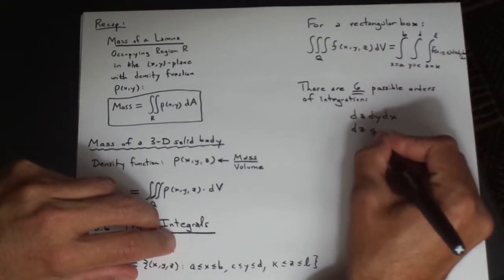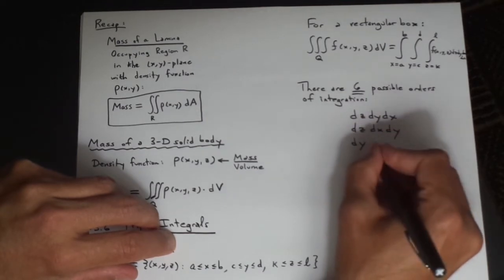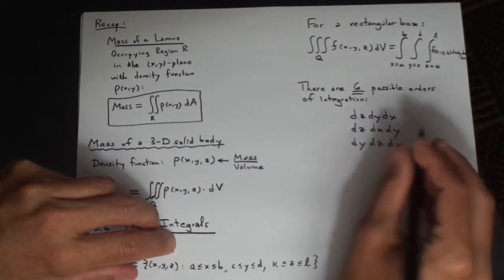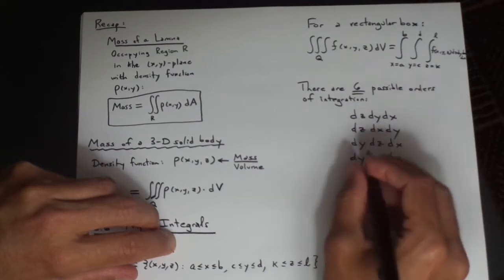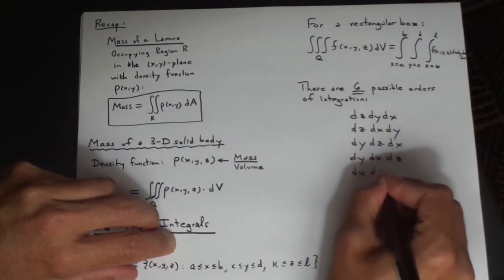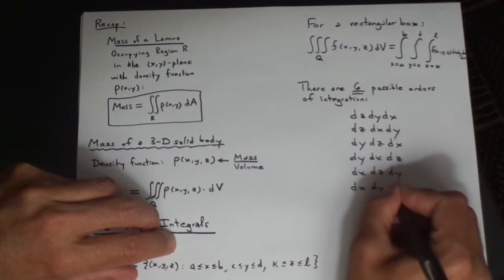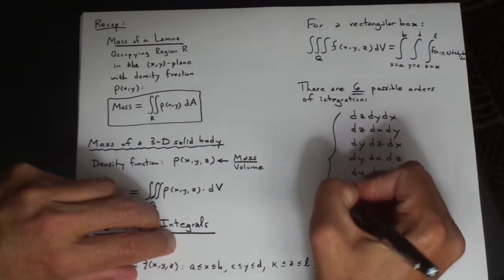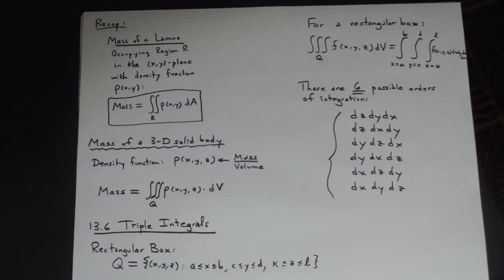But we could also do dz, dx, dy. Or we could do dy, dz, dx. Or we could do dy, dx, dz. Or we could do dx, dz, dy. Or we could do dx, dy, dz. We have 6 different possibilities for the order of integration for a triple integral.